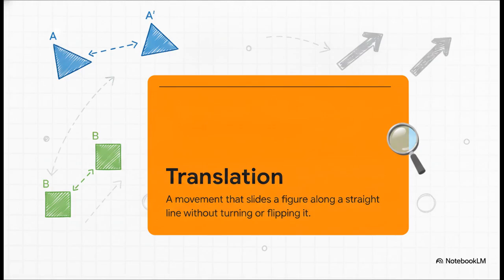So how do we actually prove that two shapes can map onto each other perfectly like that? We use our geometric detective tools. Tool number 1 is a translation. This is a movement that slides a figure along a straight line without turning or flipping it. Think of it like a simple straight slide across the coordinate plane, maybe moving a few units up and a few units over to the right. The shape itself doesn't change at all, just its location.